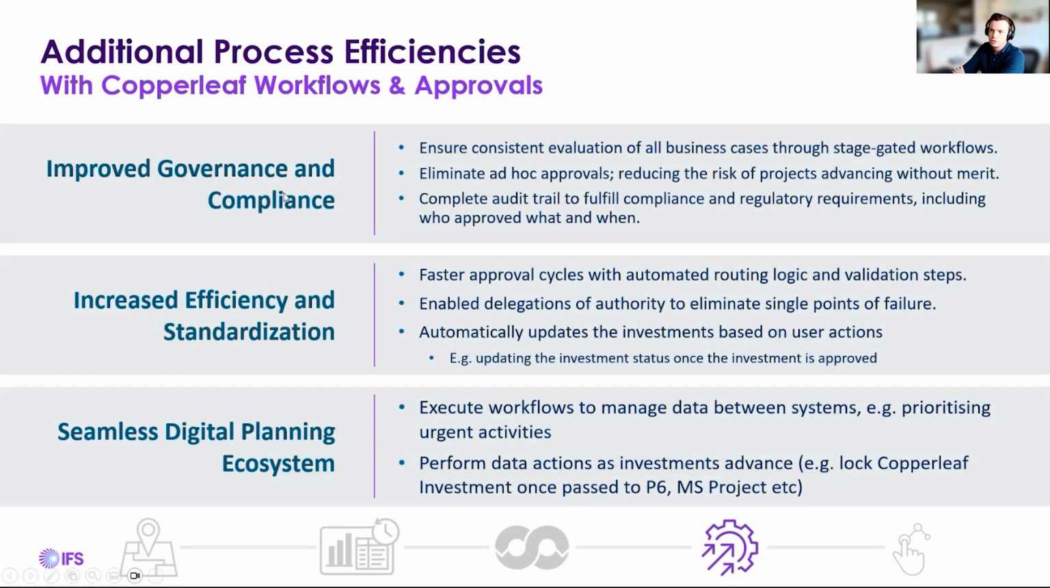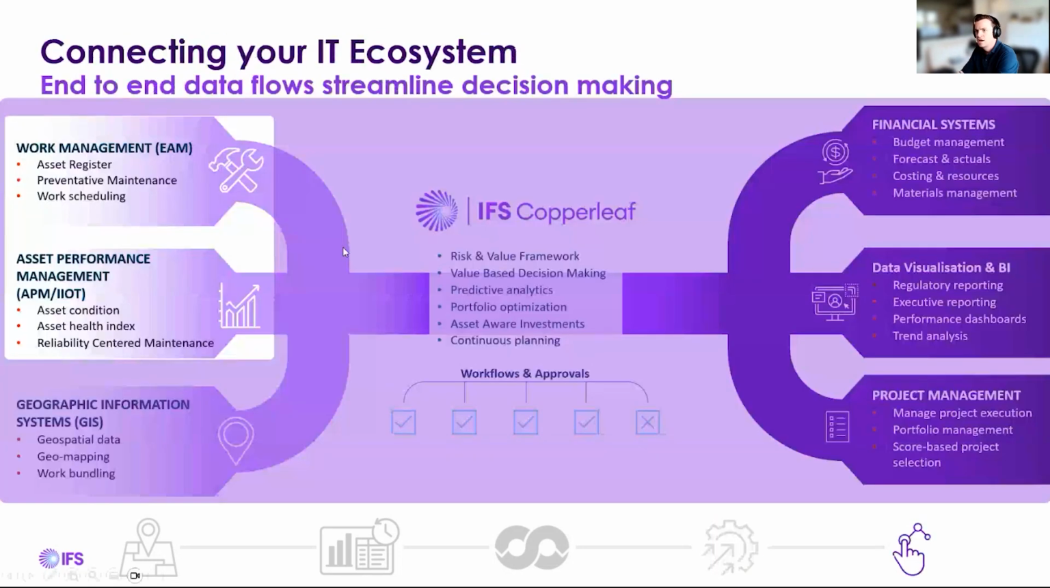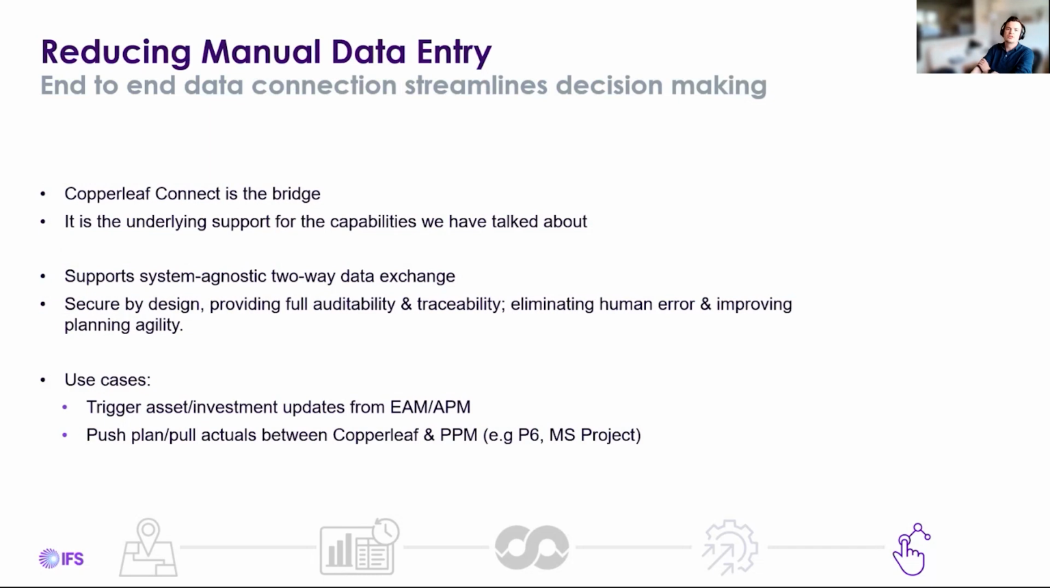So again, I'll not talk through these, but we've covered all three of those key benefits across Copperleaf workflows and approvals. And we'll come to the last business challenge, which is the manual data processes. Most commonly we see these with APMs and EAMs. And you'll probably have seen or heard or referenced Copperleaf Connect. I've consciously kept this very short because that is one of the ways in which we can interact with data and reduce that manual data entry, but it's not the only way.